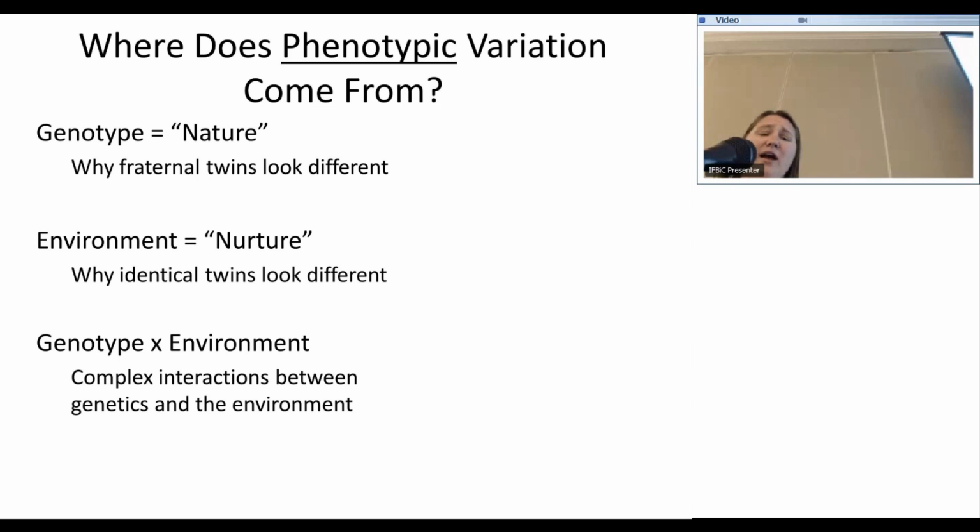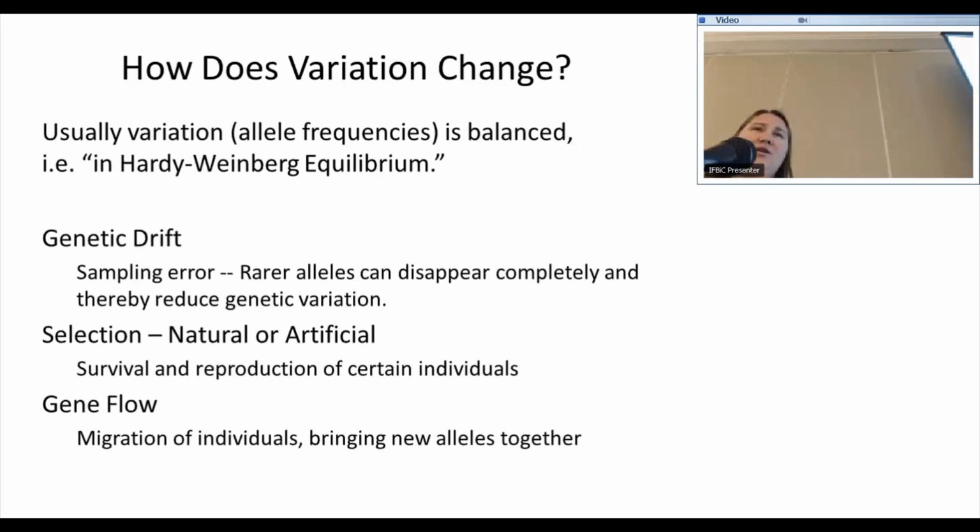A very complex set of interactions that lead to a lot of variation in the phenotype. And so once we have all this phenotypic and genotypic variation, how can those 2 different types of variation change? Usually when we talk about genetics and these kinds of things, we talk about the genes being in Hardy-Weinberg equilibrium. And that just means in a population from one generation to the next, all the genes and the gene frequencies are balanced from one generation to the next.